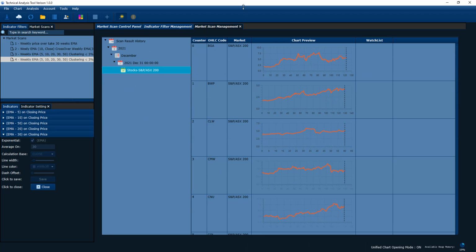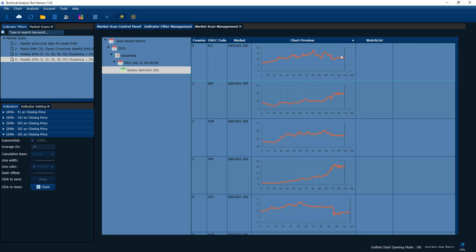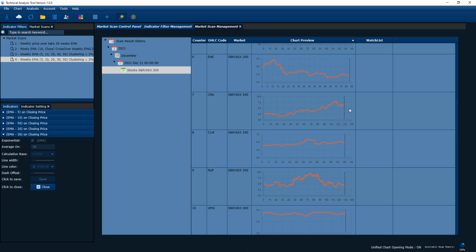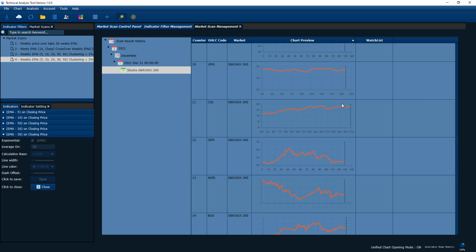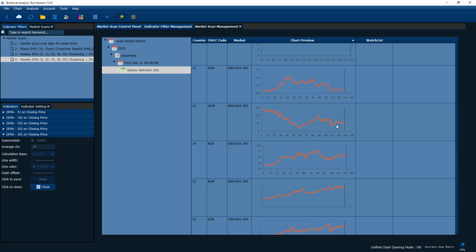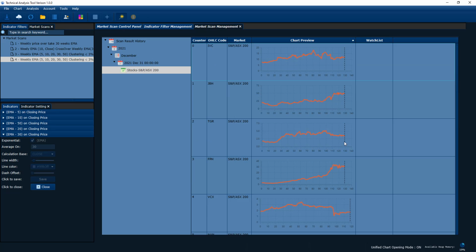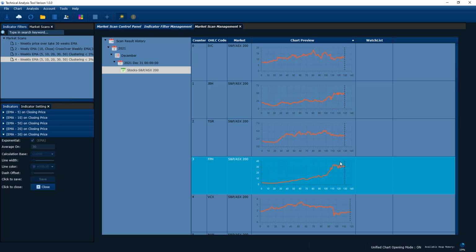Okay, 20 of them. Let's take a look at the chart preview first. First of all, it looks like there are no shares that are obviously moving downwards. They're either moving sideways or moving up. Here's a sideways one, and this one is sideways too, and this consolidation looks like a strong consolidation, and this one as well, because it's approaching its all-time high.